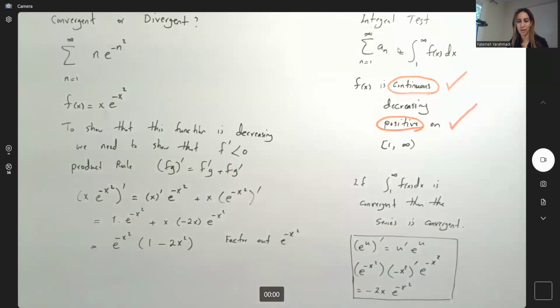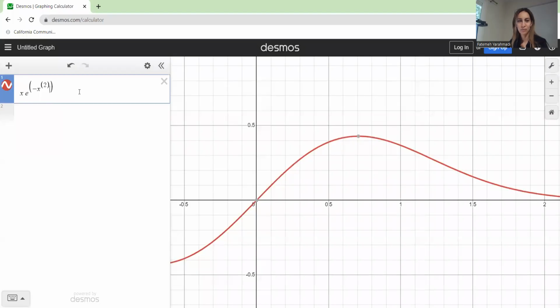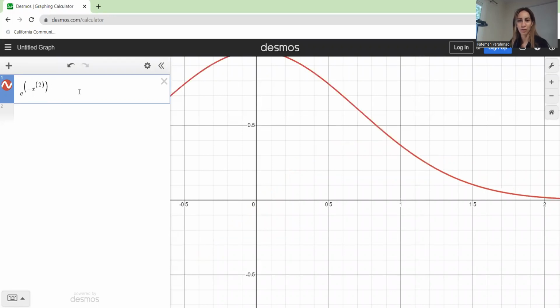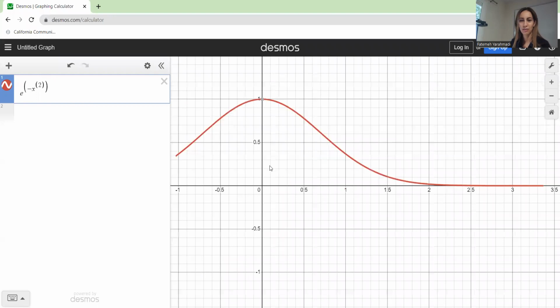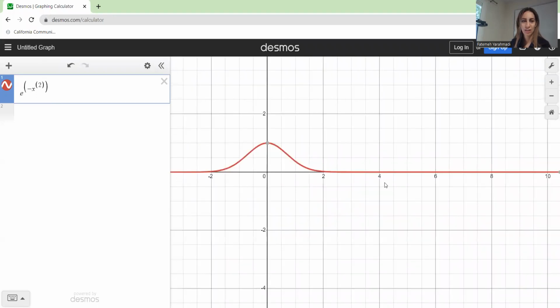Take a look at e to the power negative x squared. Going back to Desmos, we're going to see the behavior of e to the power negative x squared. This function is always above the x-axis. If you take the limit, the end behavior goes to 0. So this function is always positive. The only thing deciding the sign of your derivative is going to be 1 minus 2x squared.